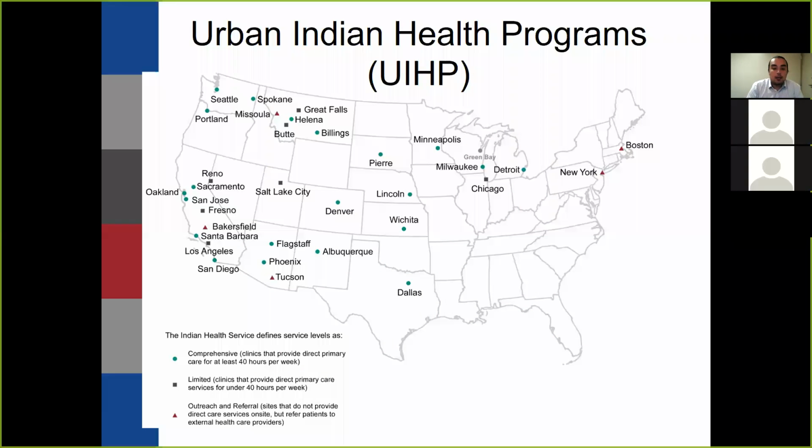So here we have a map of the UIHPs that are within our service area. In total, there are 33 urban Indian health programs across 19 states and 101 counties. So it's quite an expansive area. We may not have enough time now, but I think it's worthwhile to go in and look at what sorts of services each of these places offer.